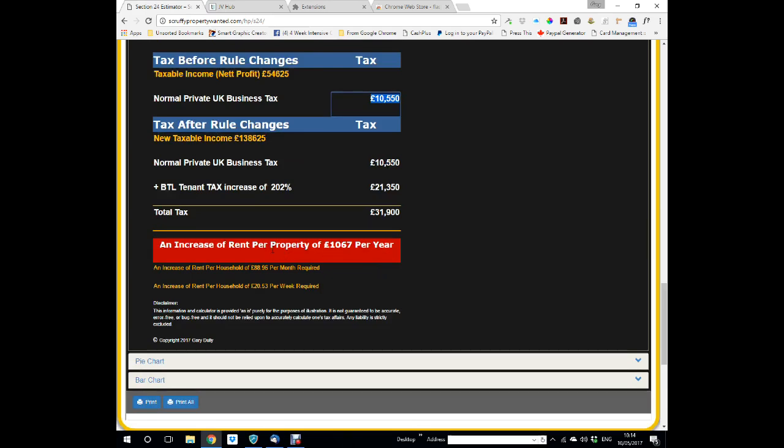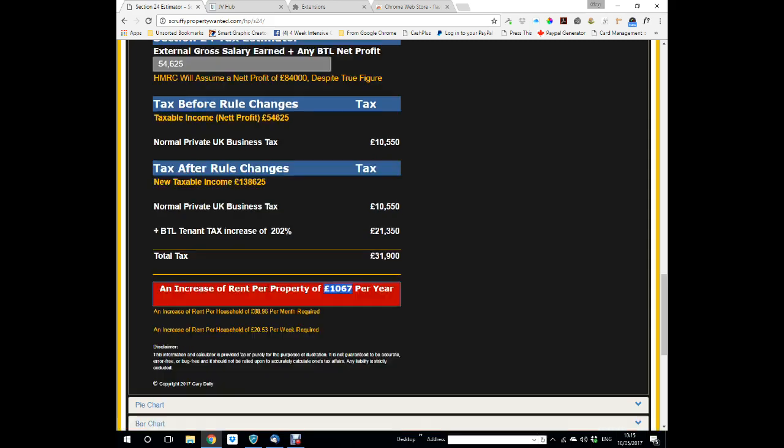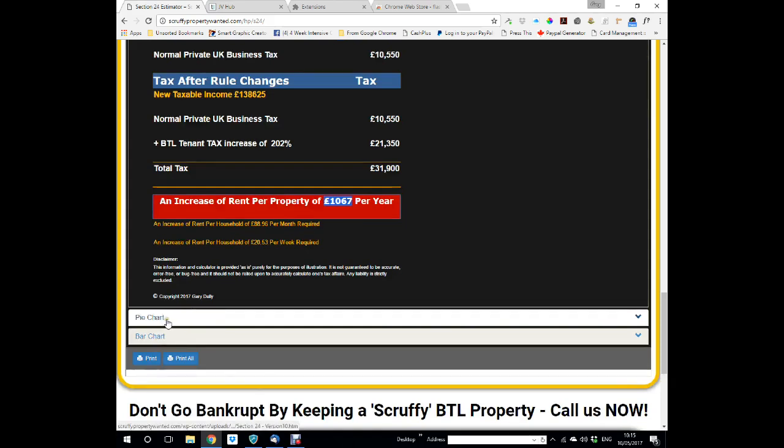So you've got an increase of rent now per property of £1,067 required per year. This is just to stand still. There is no additional income for the landlord in this. All of this extra rent is going to go to the Inland Revenue, or HMRC. That gives you an increase of rent per household of £88.96 per month required, or an increase of rent per household of £20.53 per week.